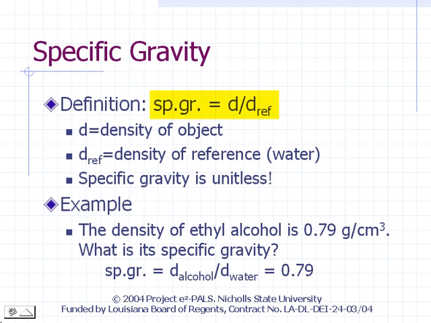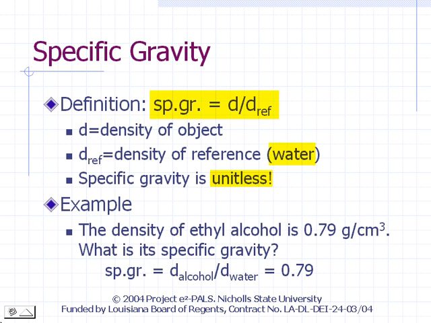The specific gravity of an object is defined as the ratio of its density to that of a reference sample. For liquids, the reference is water. Note that specific gravity is unitless since it is a ratio of two things with the same unit.